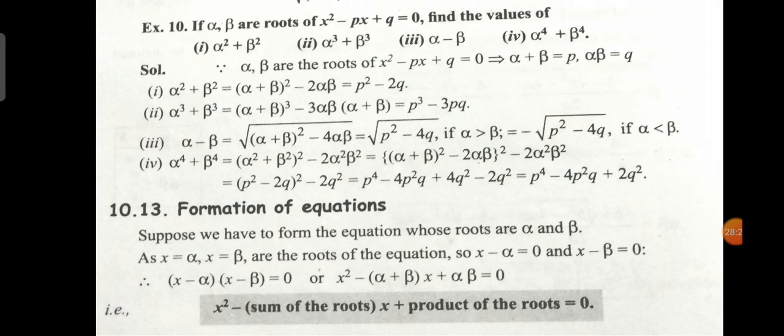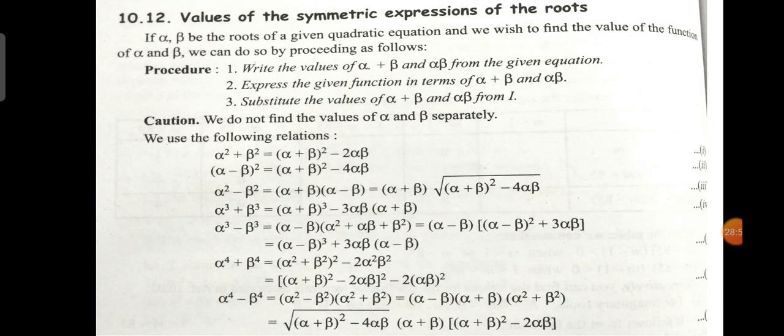Okay, that is given as a question also. If alpha and beta are roots of x square minus px plus q equals 0, you have to find alpha square plus beta square, alpha cube plus beta cube, alpha minus beta, alpha raised to 4 plus beta raised to 4. So you have to solve this or find the values of these. You have to know this expression, the expansion of these relations.